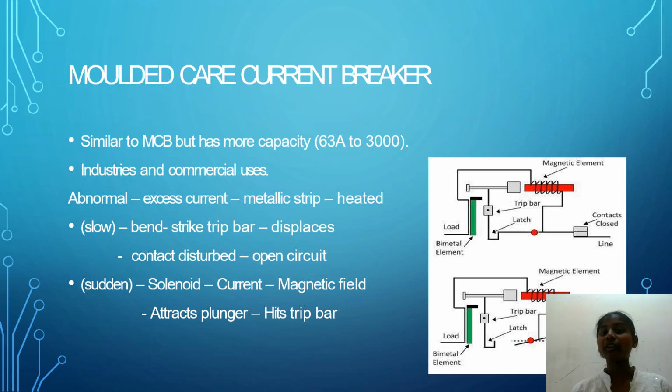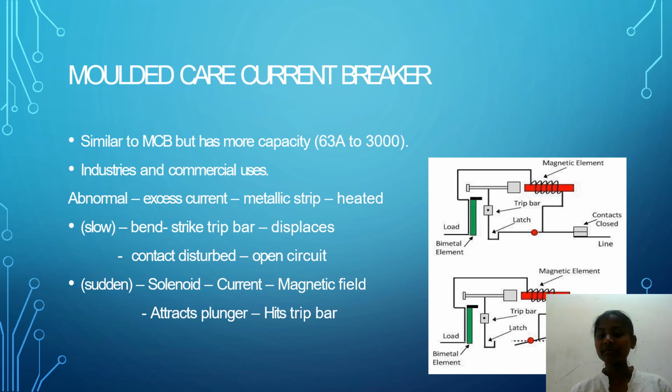MCCB is nothing but molded case circuit breaker. It is similar to MCB but has more capacity. It can handle more current, like 63 amperes to 6000 amperes. Let us see an example. Suppose in our houses, whatever current we are using is not the same as the amount of current used in industry, in a shopping mall, or for commercial purposes, right? So in this case, we will use MCCB where the usage of current is more.